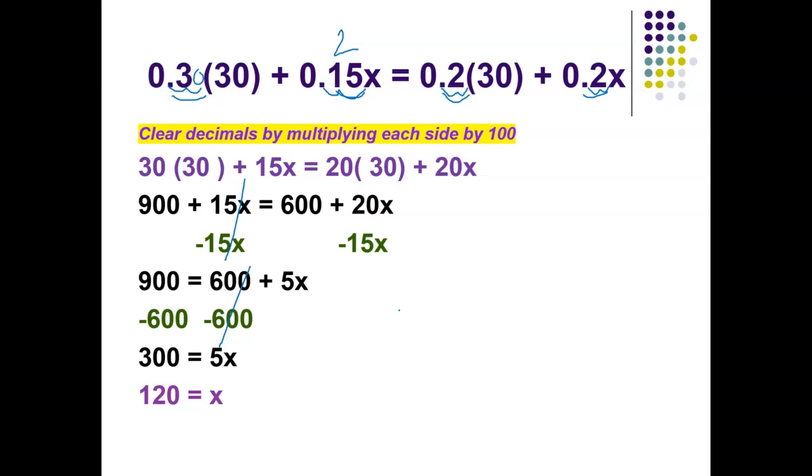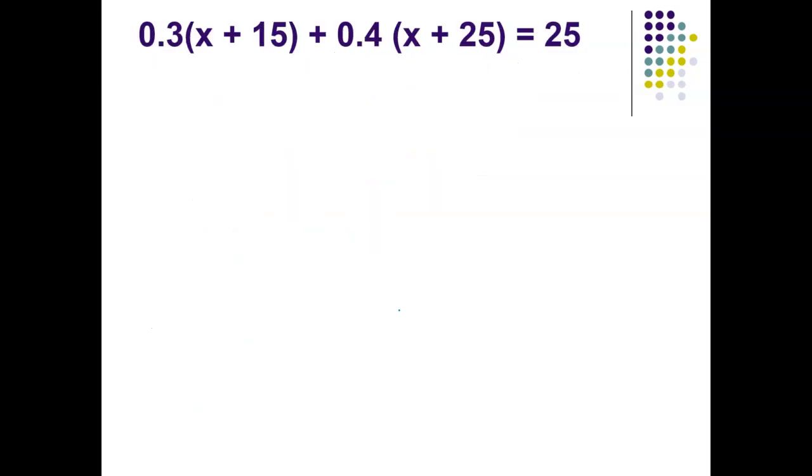Let's try one more decimal. 0.3 times (x + 15) plus 0.4 times (x + 25) equals 25. Now, here you have only one number after the decimal and one number after the decimal, so we are multiplying by 10. When I say multiply by 10, I mean both sides of the equation, so multiply each side by 10. Even though I don't have a decimal on the right side, I have to be consistent with that.